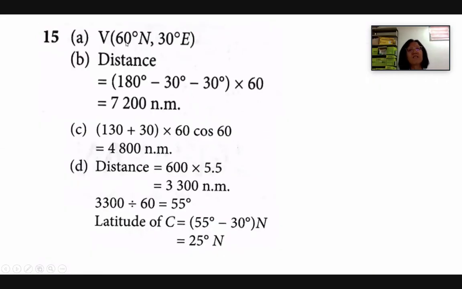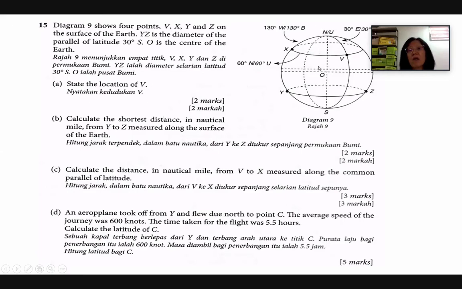V, it is 60 degrees north and 30 degrees east, sorry. That means it is above the equator. How do I know it is 60 degrees? It is there on the diagram. And how do I know it is 30 degrees east? There on the diagram. It is either mentioned in the question or stated on the diagram.